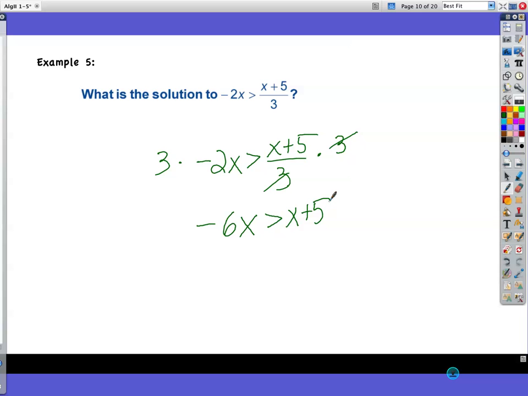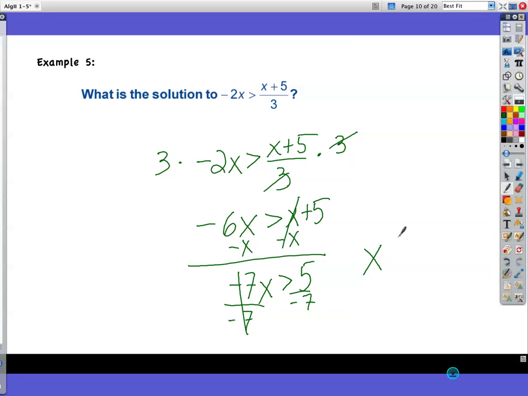I do not need to switch the inequality because I multiplied by a positive 3. Okay, get my x's on the same side of the equation. I'm going to subtract x from both sides. And now I have negative 7x is greater than 5. Get x by itself, so divide by negative 7, divide by negative 7. Now that I'm dividing by a negative number, I switch the inequality, and my answer is negative 5/7. This would mean I would have an open circle on the number line, and I would have less than negative 5/7.